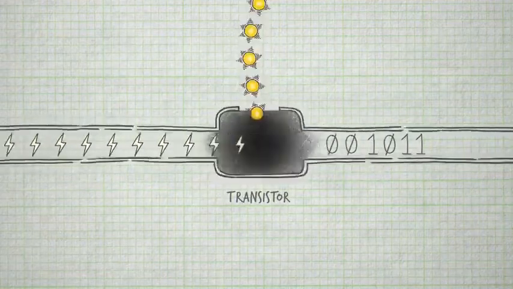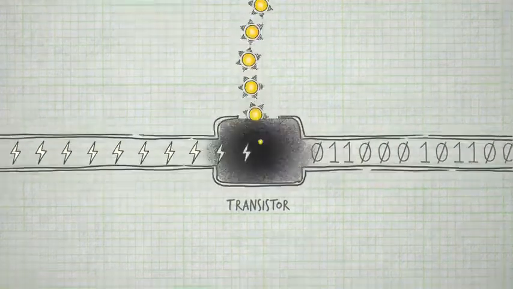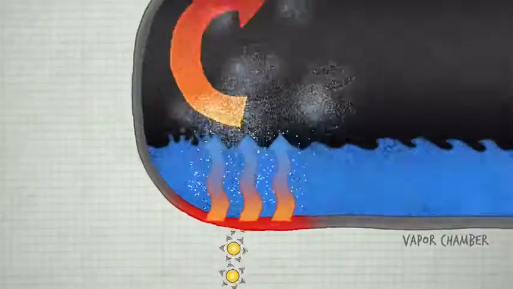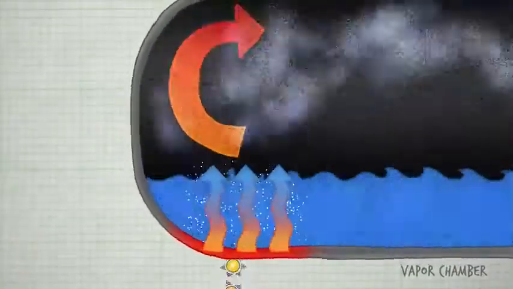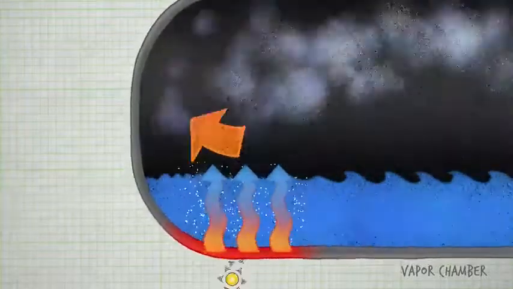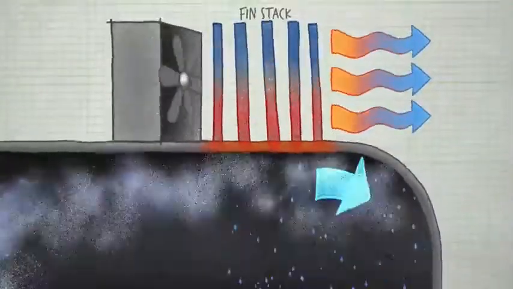That happens inside the transistors of the GPU, where it takes energy to make them switch on. That heat is then conducted up through the GPU and across the thermal interface material. There, it enters into the vapor. Going across the fins removes the heat from the fins.